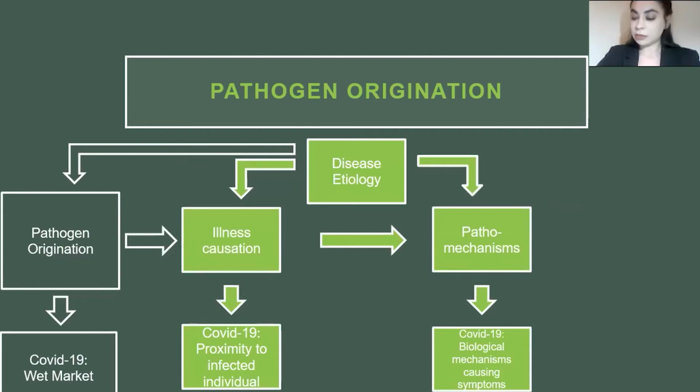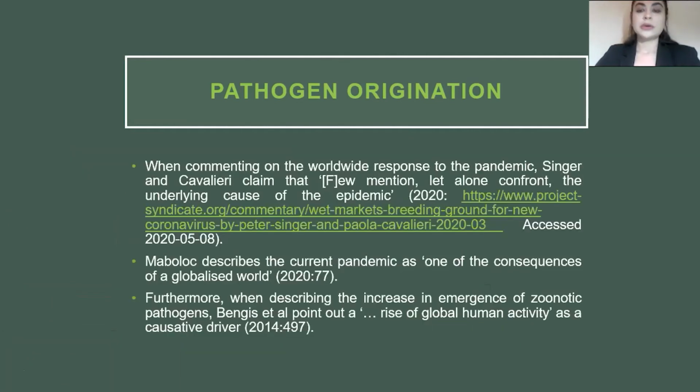And an example of a pathogen origination factor in terms of COVID-19 would be the conditions in wet markets. So this is not the only factor involved. There's many other things to consider, like globalization and general hygiene practices. However, I feel that animal consumption is one of, if not the most important consideration in pathogen origination in a COVID-19 context. So I've included some influential opinions on the matter.